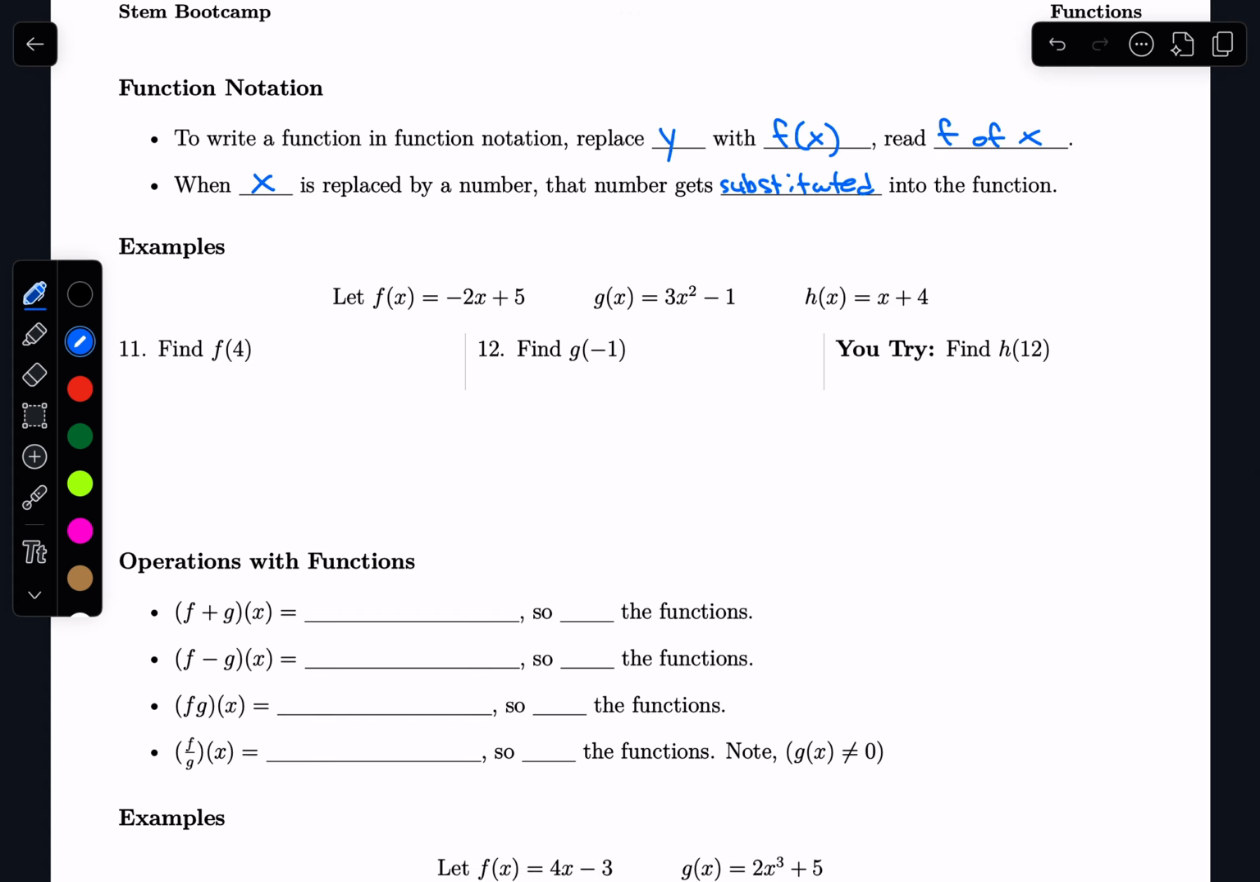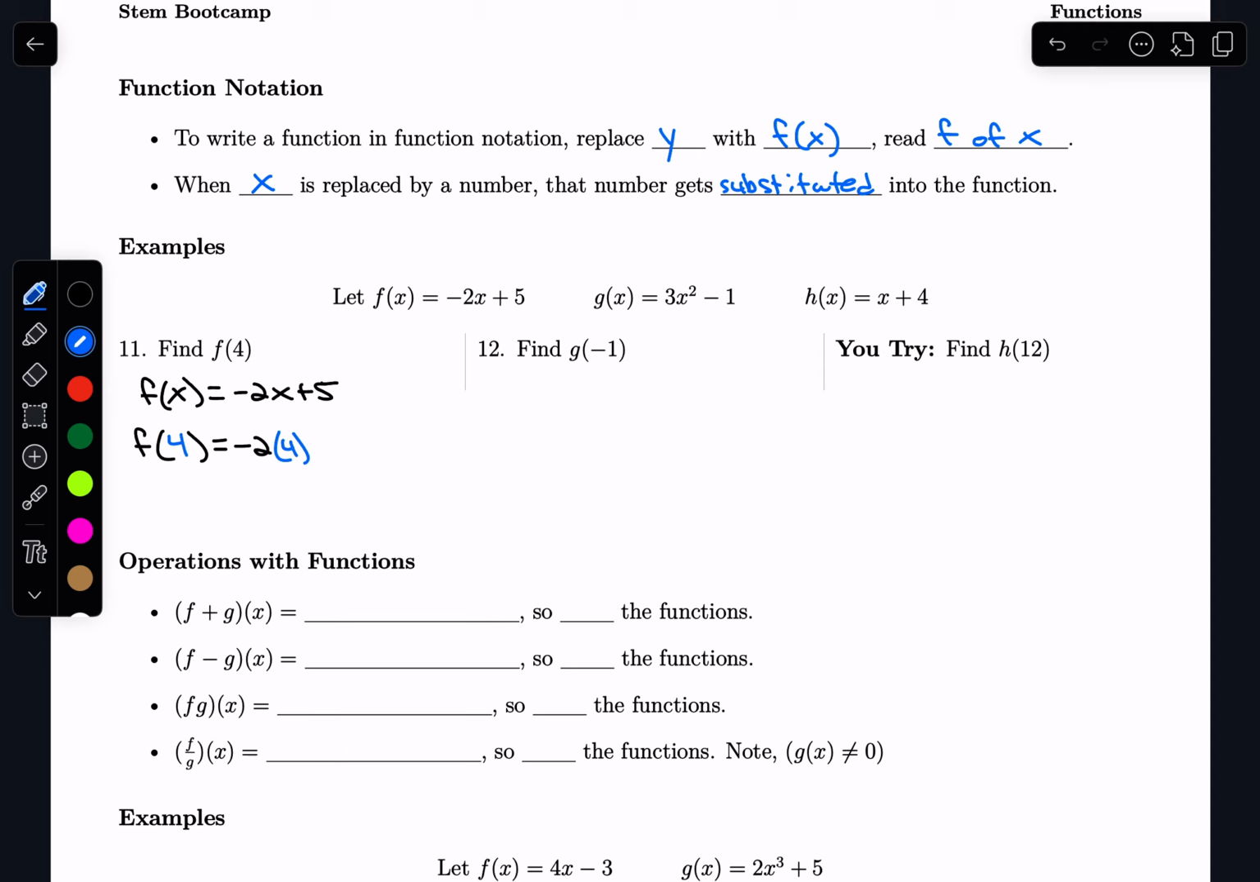Number 11 says find f of 4. So what we want to do first is just write down f of x. So f of x was the function on the left, negative 2x plus 5. So now we're going to evaluate the function f at 4, meaning we're going to replace the x in the f of x with the number 4. So notice the letter x right there just got replaced with 4. So I'm going to do the exact same thing in the function itself.